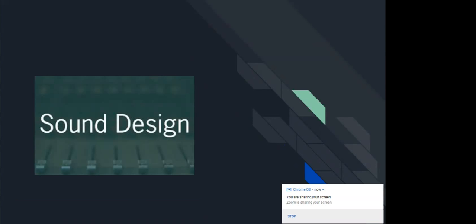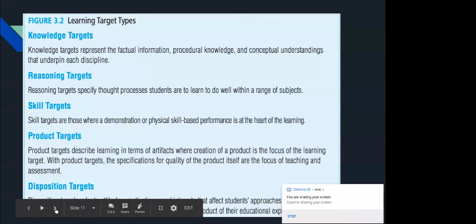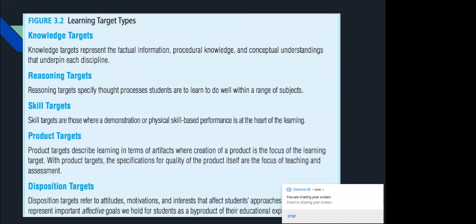And when we're talking about sound design, what we're talking about is how we use assessment properly, and how we design the assessment to fit what we want to know and why we want to know it. So the first thing we have to think about is our learning targets, and what we're trying to figure out about the students and about their learning.